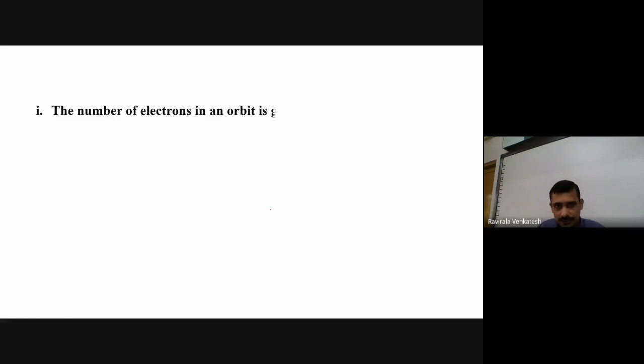So next one, next point if you observe here. What we completed until now, we calculated the radius, the size of orbit and the energy of the electron by using the principal quantum number. We already know what is the meaning of principal quantum number. Electrons in an orbit is given by which formula we are using to calculate the number of electrons?